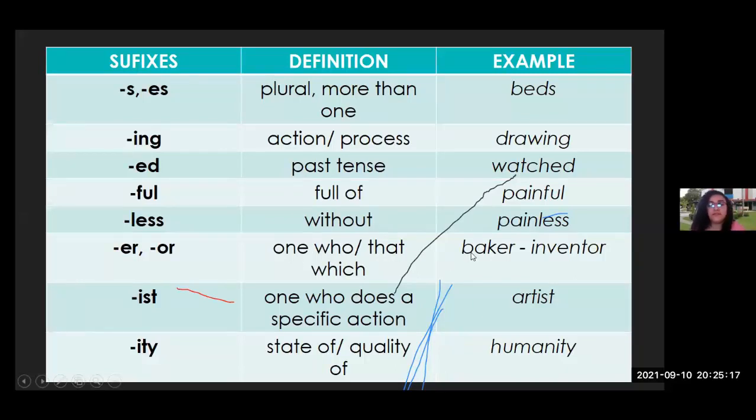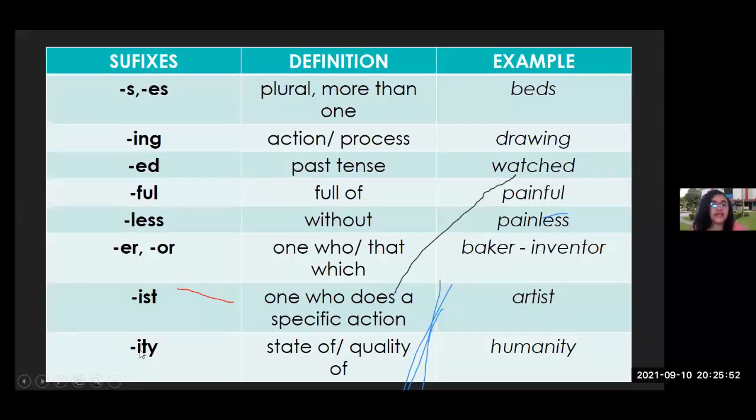The ending er or or means one who or that which. For example, bake is an action, but if you add er it means someone who bakes, baker. An inventor: invent, but someone that invents. Ist means one who does a specific action. For example, art is the noun, art, right? But if you add ist, it is the person who does art.